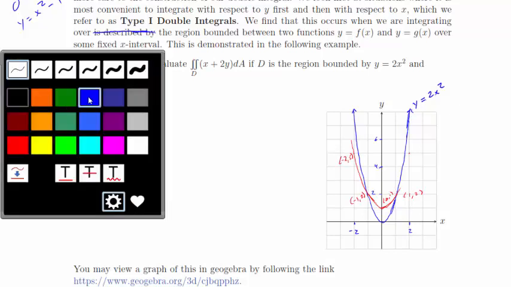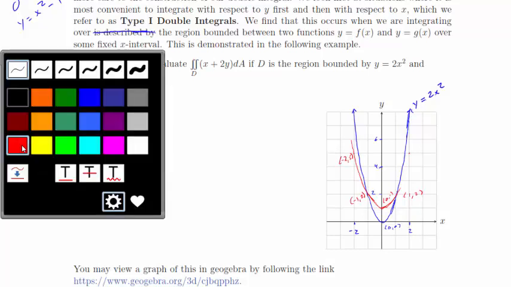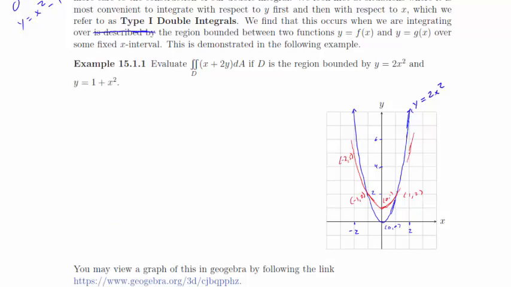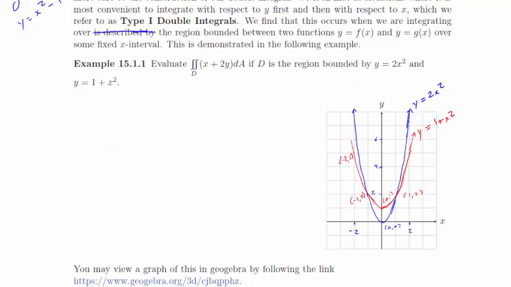Let's switch back, label some of the points on our other curve. At least that one I'm going to label. And back to red. So here we have y equals 1 plus x squared. And the region that we're looking to integrate over is the space between these two curves.